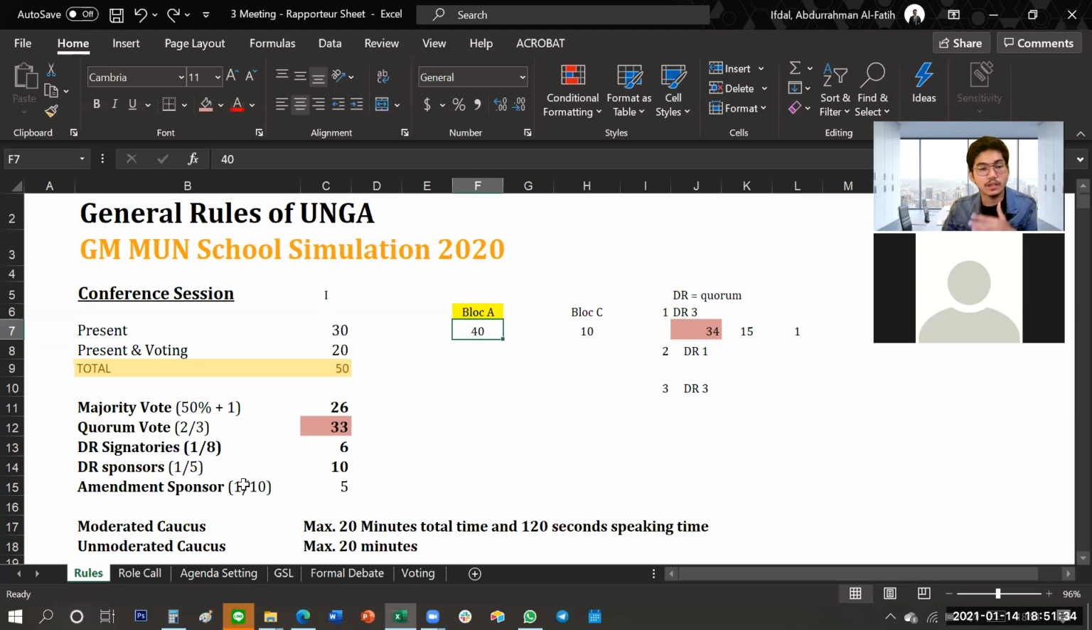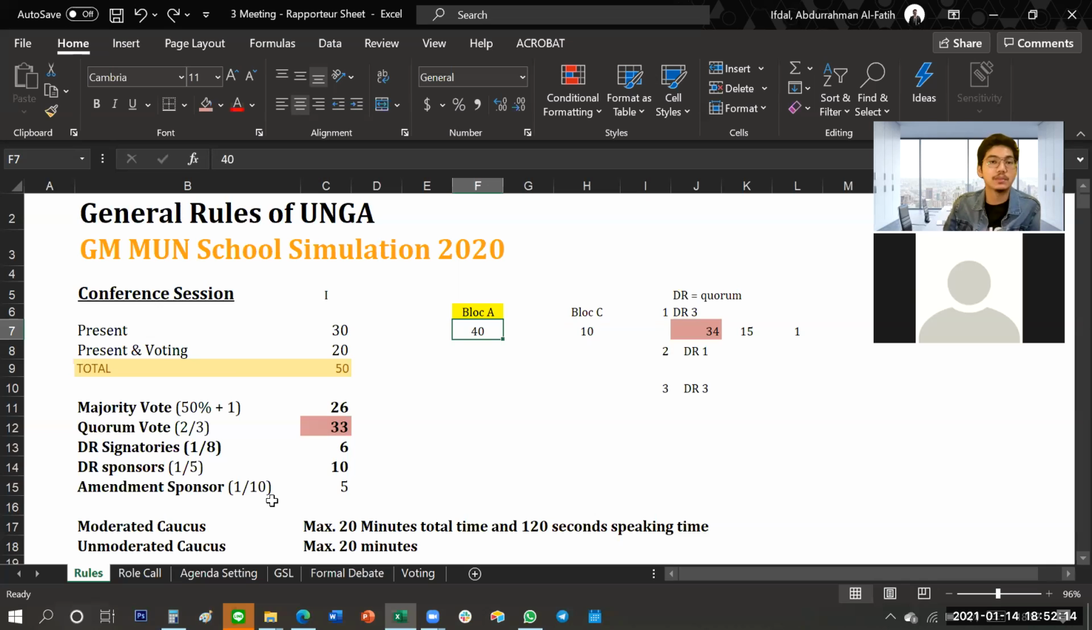DR signatories and sponsors, what are the differences? Signatories means that you only sign the draft resolution, but you do not sponsor the draft resolution. What does sponsor mean? Sponsor means that you're the one who is in charge of the whole DR drafting process. You're the leader. You're the one who scrambles and also arranges the clauses. We will talk about this in the next session, but it basically means that you are leading the draft resolution drafting process.